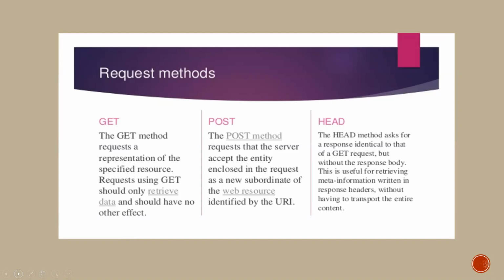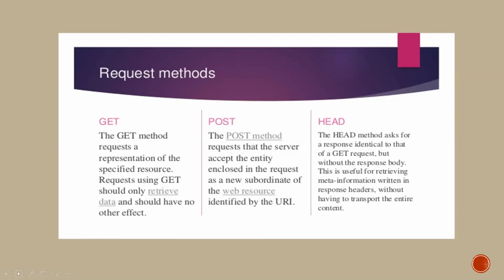Request methods. There are three types of request methods: get, post, and head. The get method requests a representation of a specified resource. Requests using get should only retrieve data and should have no other effects. Post: the post method requests that the server accept the entity enclosed in the request as a new subordinate of the web resource identified by the URL.